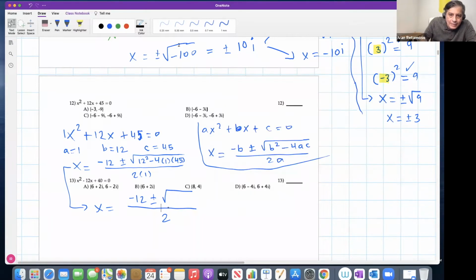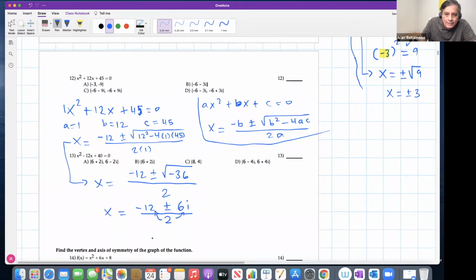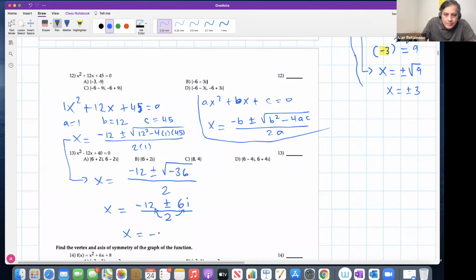Negative 36. But we know how to handle these square roots of negative numbers, right? We now have complex numbers to help ourselves out. So this turns out to be just 6i. Why the i? Because of this negative. We did an example before. 6i is a complex number over 2. And then simply divide 2 into 12 and into 6, and you should get your answers there. Minus 6 plus or minus, 2 into 6, 3. That's it. Plus or minus 3i.